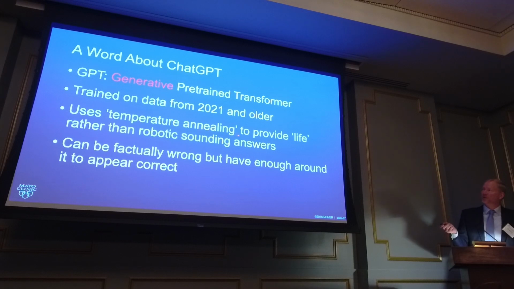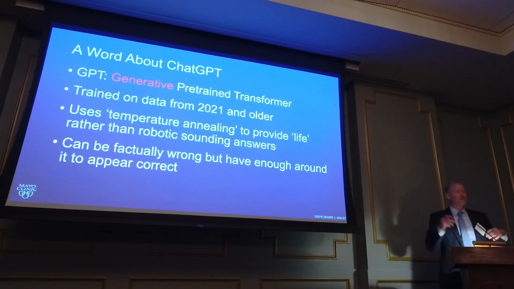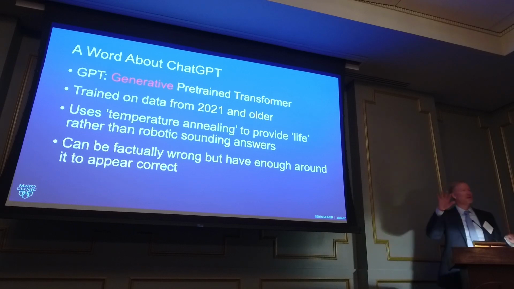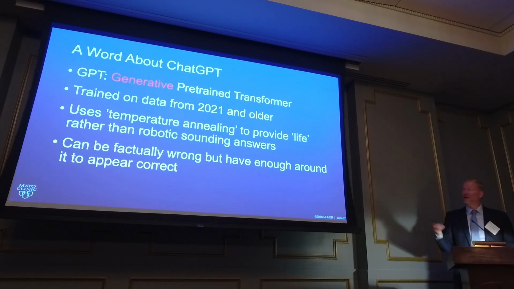It uses something called temperature annealing to provide lifelike sentences rather than the robotic thing. So if you've ever used it, you may have seen that regenerate button, where for the same prompt, it will give you a similar thing. The way it works is that for the prompt, it will start to come up with two or three words. And then it basically uses probability and says, when I see these three words, nearly always the next word is this. But the temperature annealing says, yeah, but 80% of the time it's that. But now I'm going to throw in a surprise and pick something else just to give a little bit of life to the sentence.